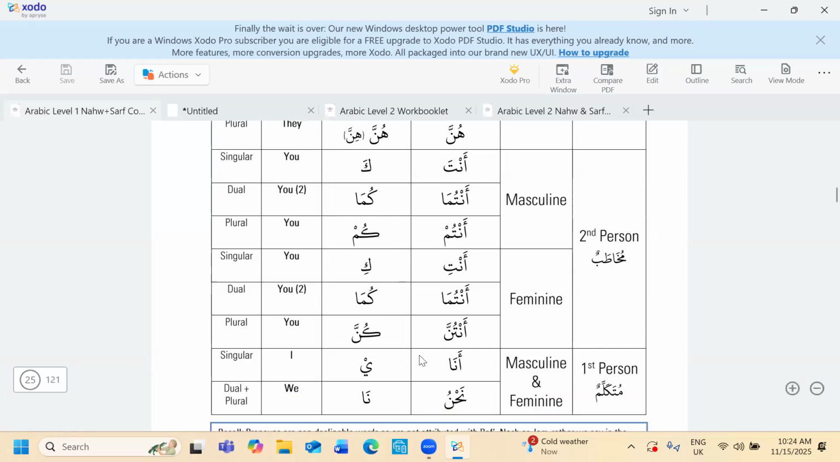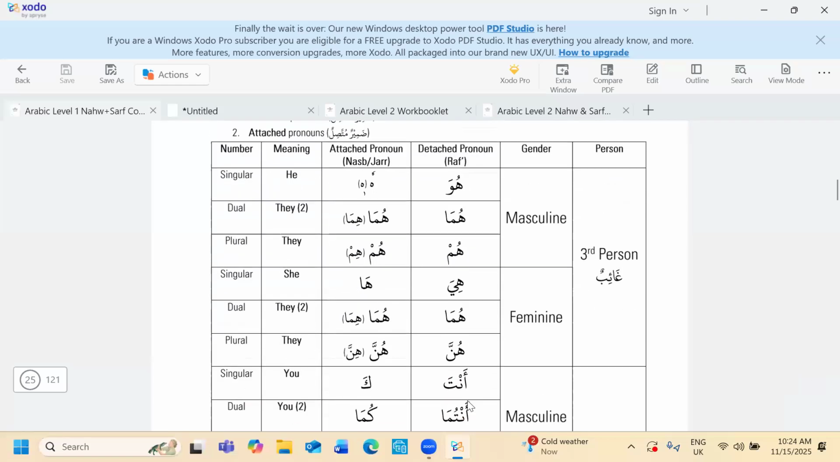And the attached version of ana is the ya. So in terms of pronouncing it, just say ee, and nahnu is na. Okay? So learn it like that. Learn it like huwa, huma, hum, hiya, huma, hunna, and then learn it the other way. Huwa becomes hu, huma becomes huma, and so on. Okay?